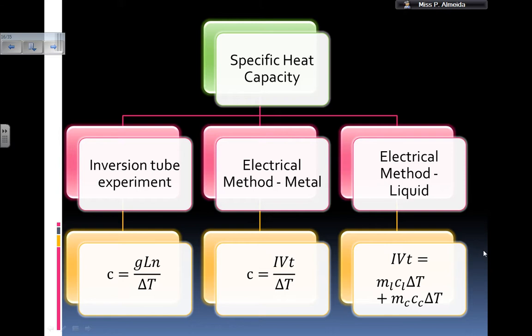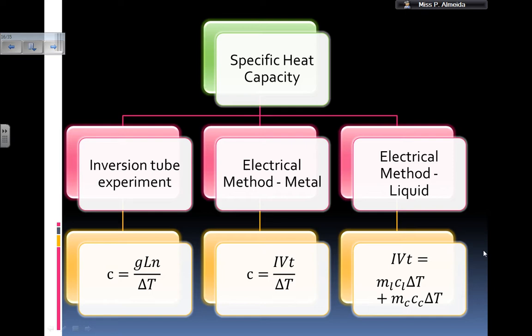In the inversion tube experiment, C, the specific heat capacity, is equal to g, the gravity, times L, the length of the tube, and the number of turns, divided by the change of temperature. In the electrical method for the metal, C will be equal to the current times the potential difference or voltage times the time, divided by the temperature difference. And for the electrical method of the liquid, the current times the voltage times the time is equal to the sum of the masses, the specific heat capacities, and the temperature changes of the two substances that I have there.